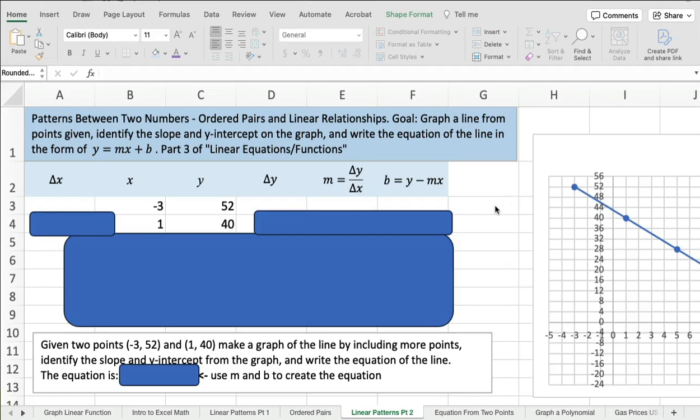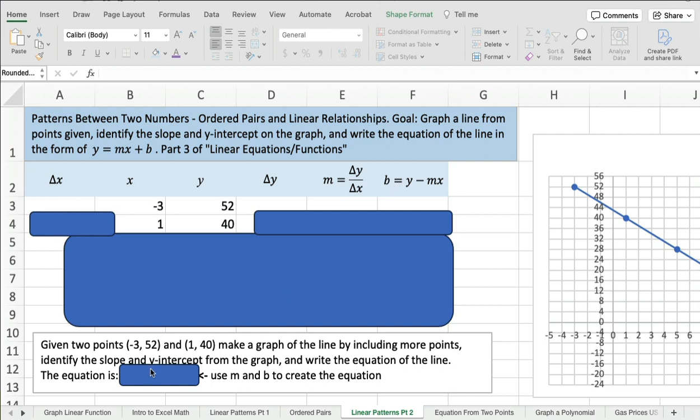We are continuing to understand patterns between two numbers, ordered pairs, and linear relationships. We're going to be using them in an applied setting several videos down the road. Right now, this is part 3 of our linear equations and functions, basic understanding. So our goal today is to graph a line from the points given. And from that graph, we want to talk a little bit more about the slope and the y-intercept, which we learned about in part 2.